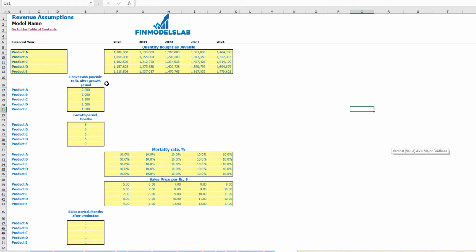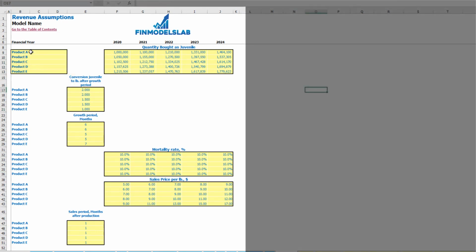On the revenue tab, you may see the main revenue drivers. So let me show you how it works. First of all, you have up to 5 different product categories. You may change the names like AAA, BBB, or any name of production you would like to use. You have up to 5 categories. If you don't need, for example, 2 of them, you can just clean these values and you will have only 3 products in your model.